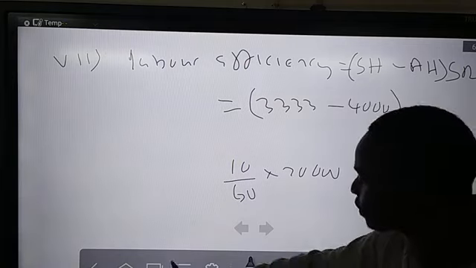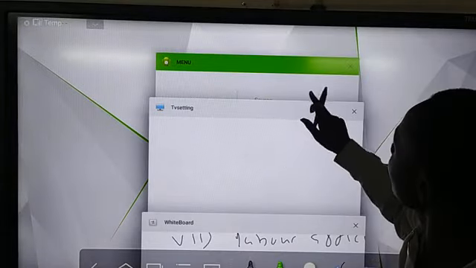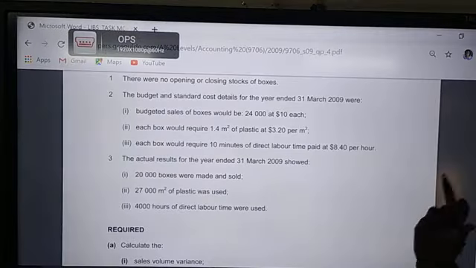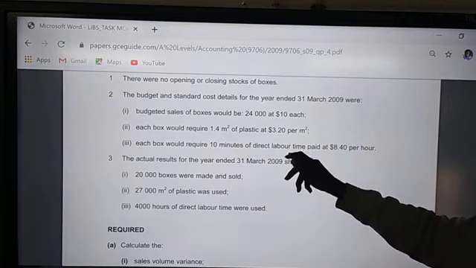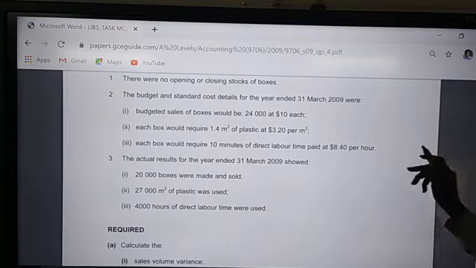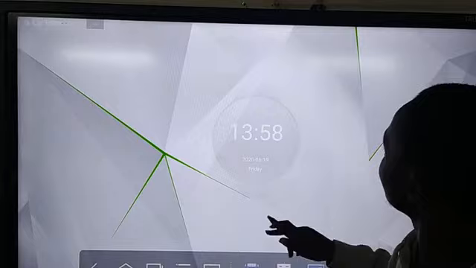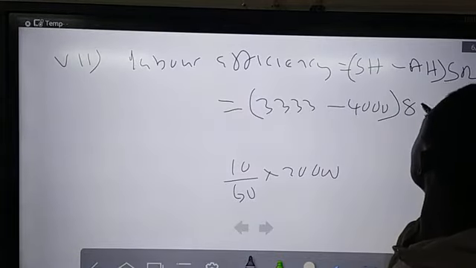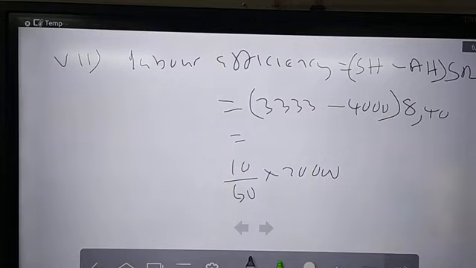Then standard rate, if we check from the question, what's our standard rate? Standard rate is the amount which has been budgeted to be paid per hour of work. So each box would require 10 minutes of direct labor time, paid at 8.40 per hour. So that's our standard rate. So we put it here, 8.40.